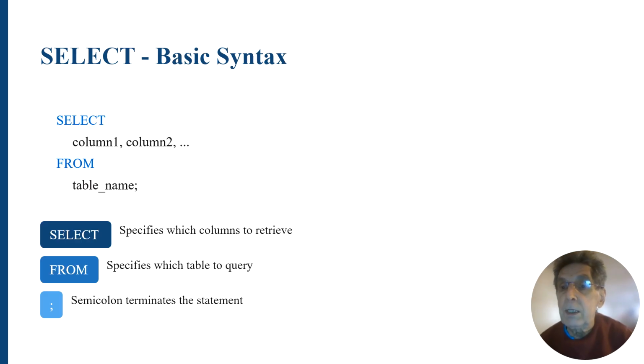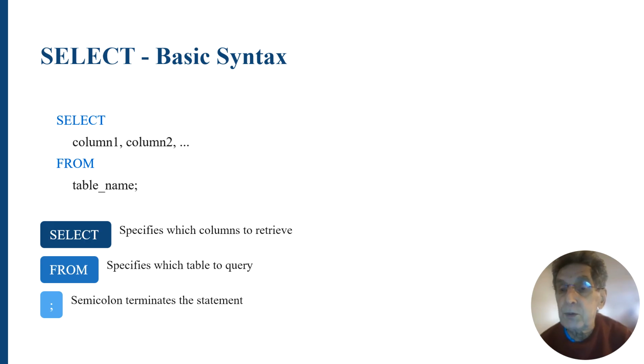All right, let's start with the basic select syntax. At its simplest, a select statement has two required parts: the select clause, which specifies which columns you want, and the from clause, which specifies which table to query. You list your columns after select, separated by commas. Then you specify the table name after from. And you end the statement with a semicolon. You need to remember that's important.